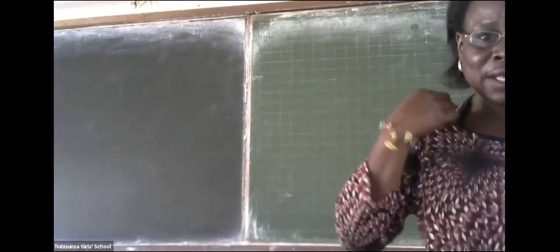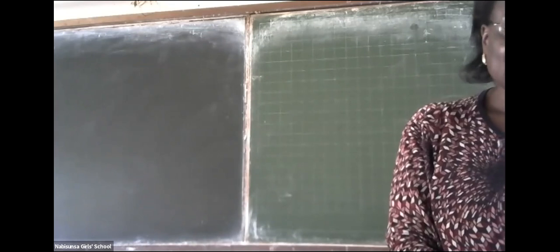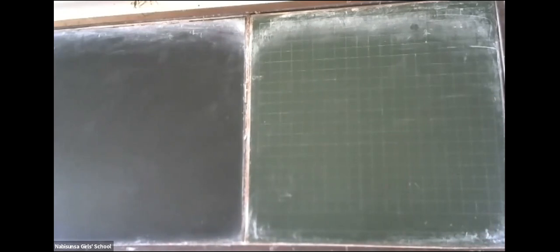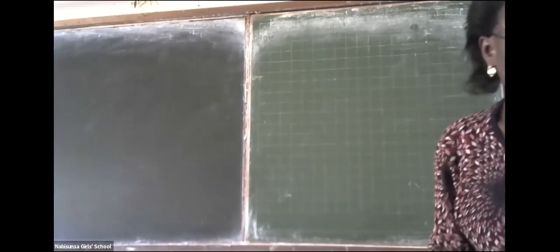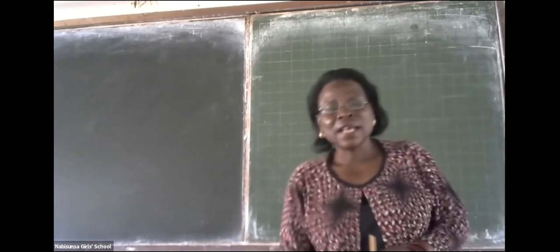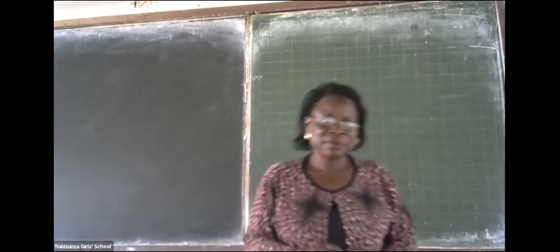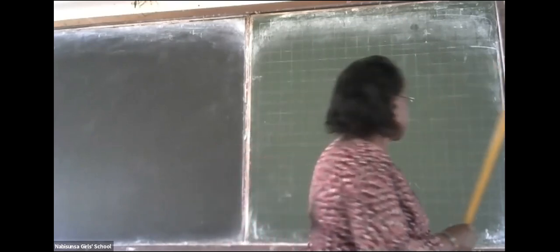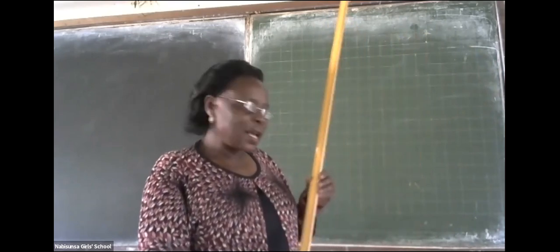I sent the lesson questions yesterday to help us understand how we can plot points on the XY plane. First of all, I'm reminding ourselves that the vertical axis is the Y axis and the horizontal axis is the X axis. Clear? Yes, teacher. The vertical axis is the Y axis and the horizontal axis is the X axis.